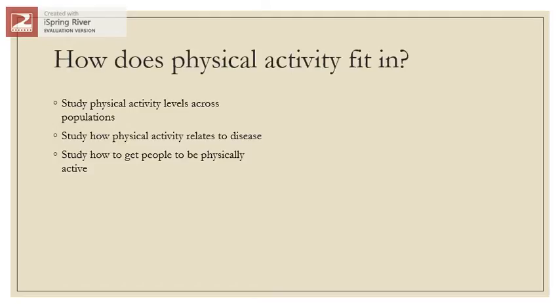And then we can study how to get people to be physically active so that they do not develop the diseases that we know are related to physical activity. So again, that first bullet point is really the distribution. The second bullet point, the determinants. Is physical activity a determinant of any particular diseases? And then what do we do about it is that final step.